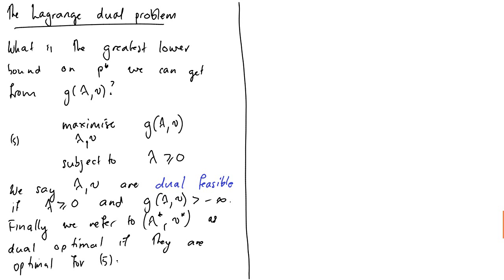Now it turns out for quite a few important classes of optimization problems, the greatest lower bound you can find here is actually p star. It's actually the value of the optimal objective for the original problem. So in a sense, for a number of problems, including linear programming, solving the dual gives you the optimal value for the original problem as well.